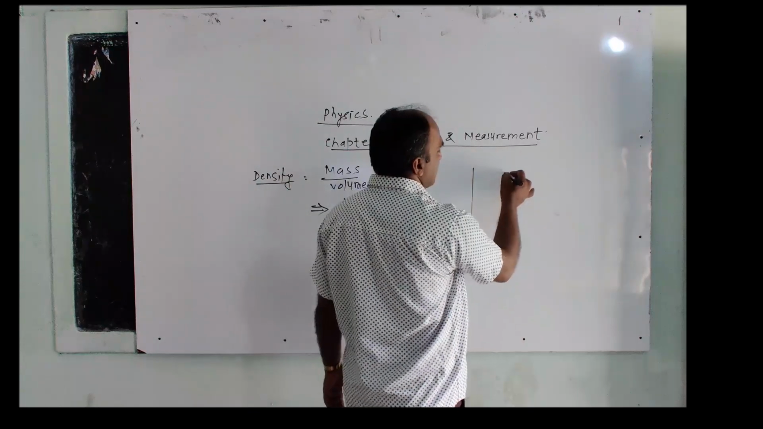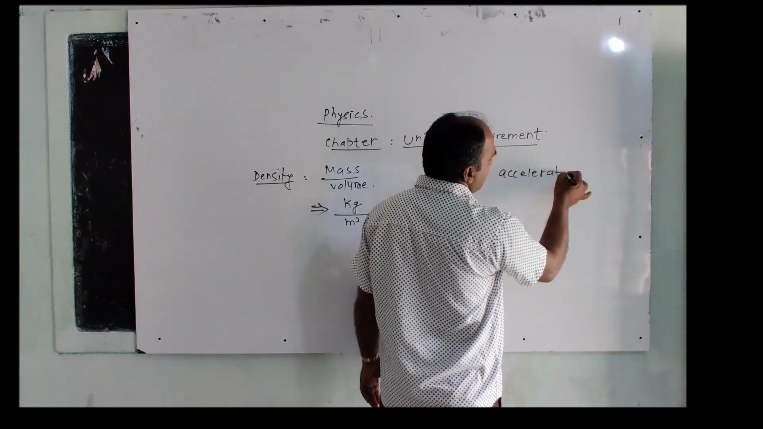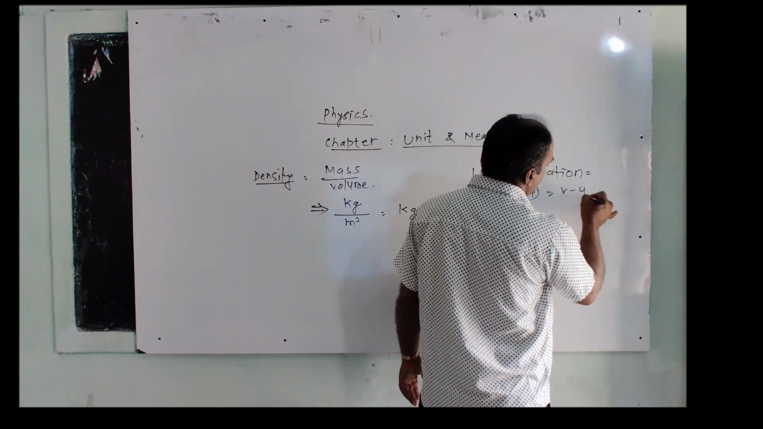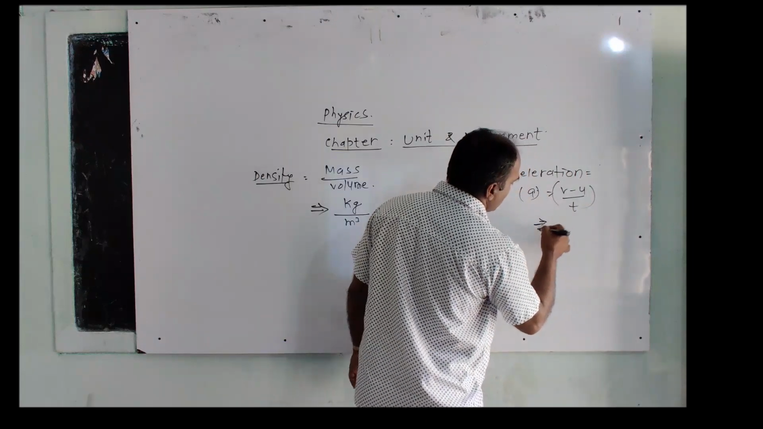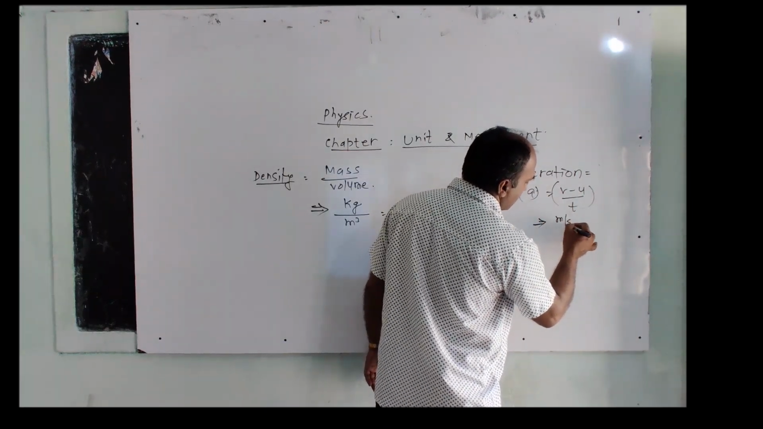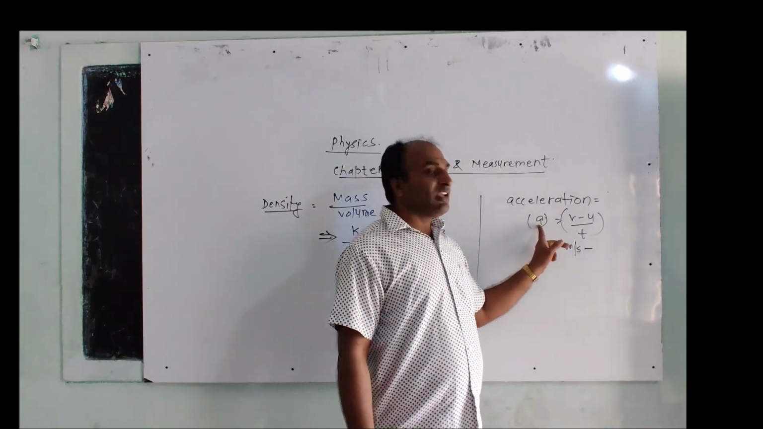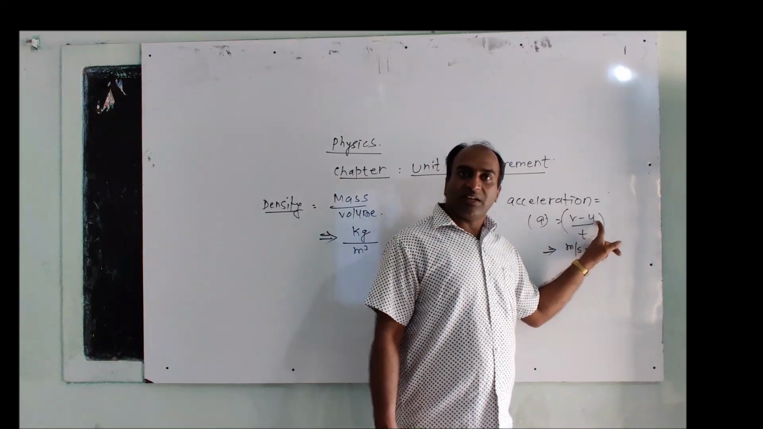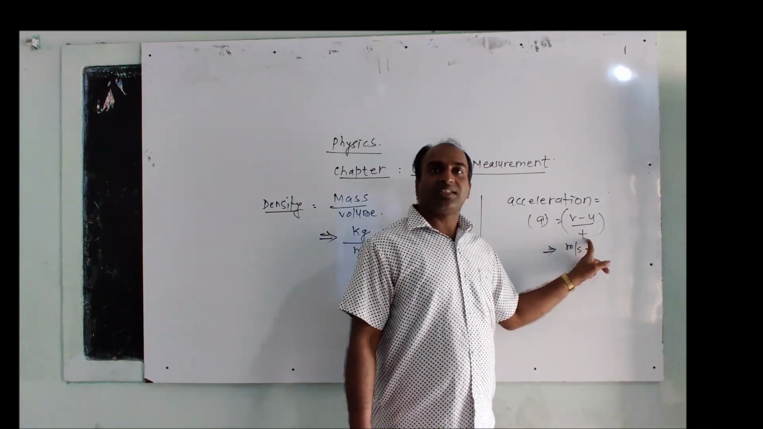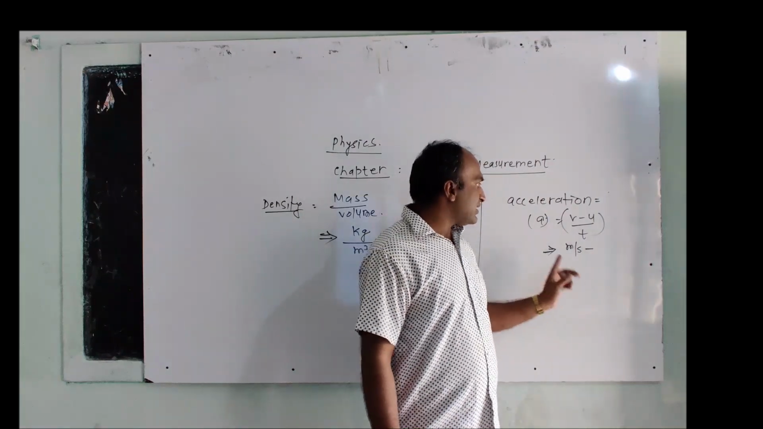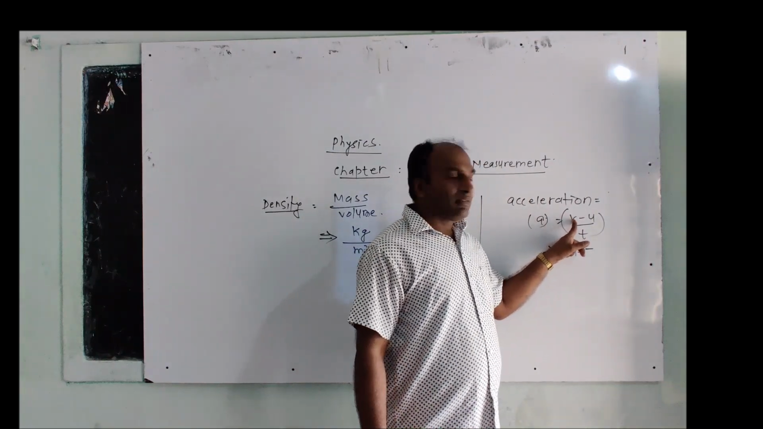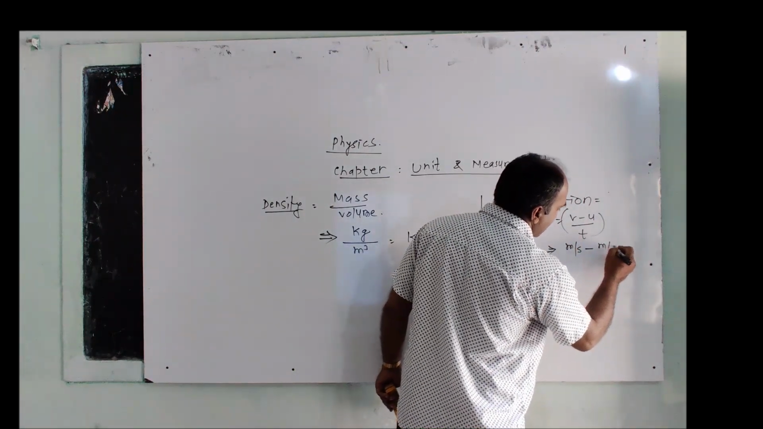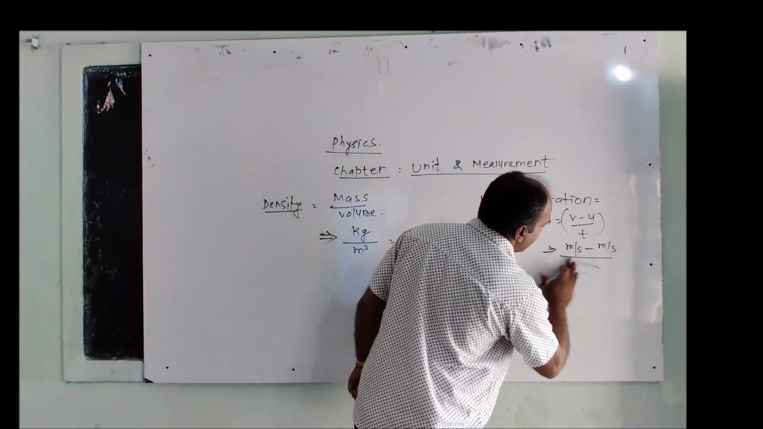Likewise, we express acceleration. Acceleration is equal to change in velocity by time taken. a equals (v minus u) by t. Here, v represents final velocity, u represents initial velocity, and t represents time taken by the body to cover the distance. Unit of velocity is meter per second, unit of initial velocity is also meter per second, and for time, that is second.